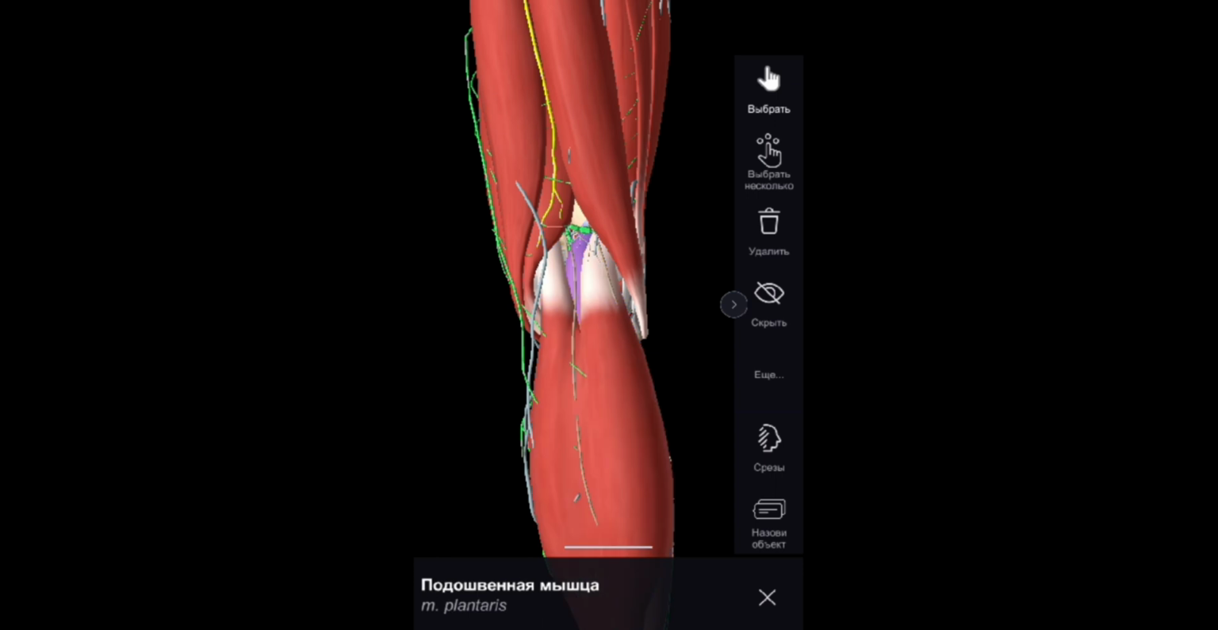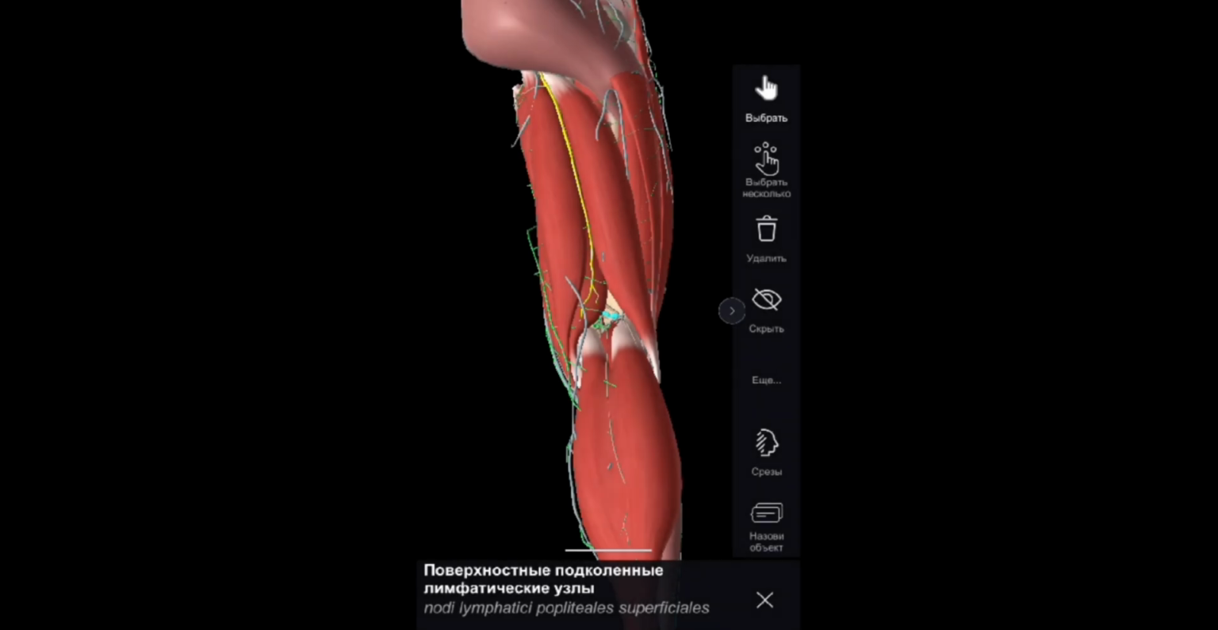Now we are discussing the floor of the popliteal fossa. The floor contains the following features: the posterior surface of the knee joint capsule, the popliteus muscle, and the posterior femur. In the middle of the area we have the popliteal lymph nodes.